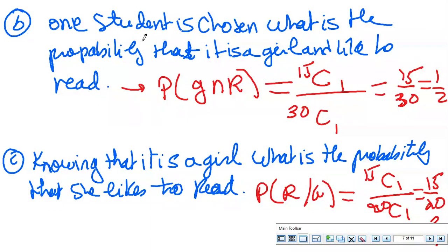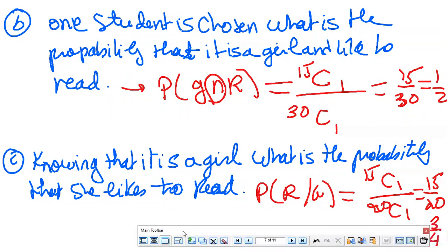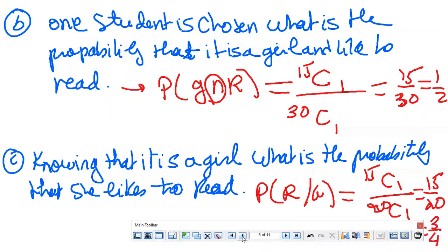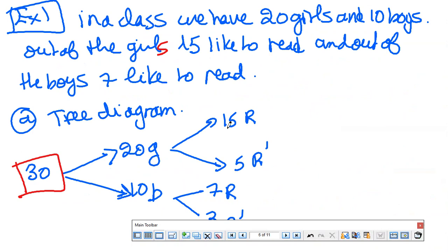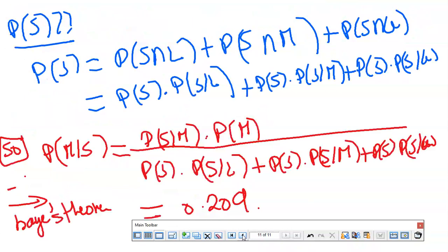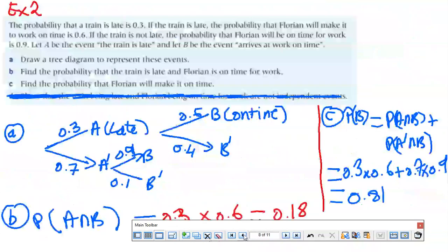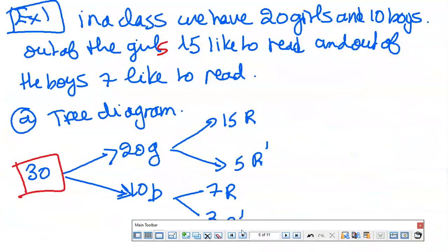Now, one student is chosen. What is the probability that it's a girl and likes to read? So when I say girl and likes to read, it means it's the intersection. It means I'm choosing a girl that likes to read. How many girls is that? 15 out of how many students? Out of 30. So it's C1 15 over C1 30. How can I think about it differently?